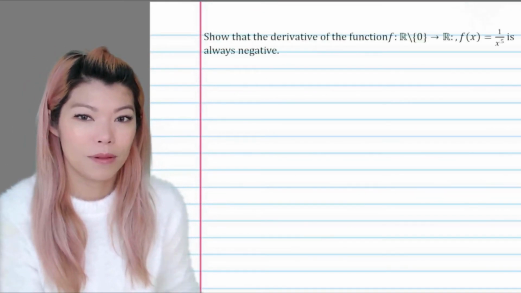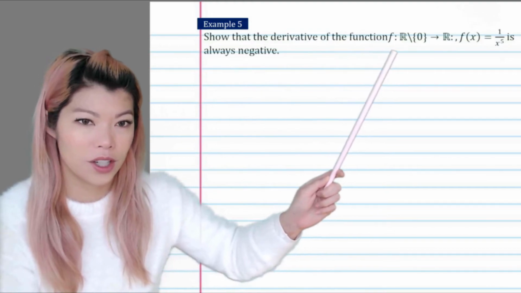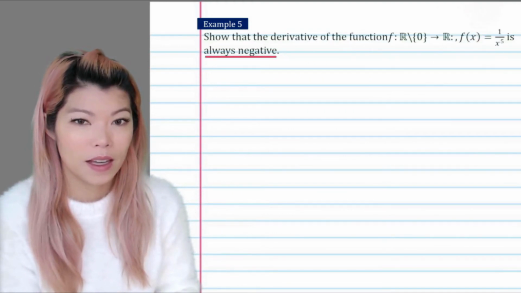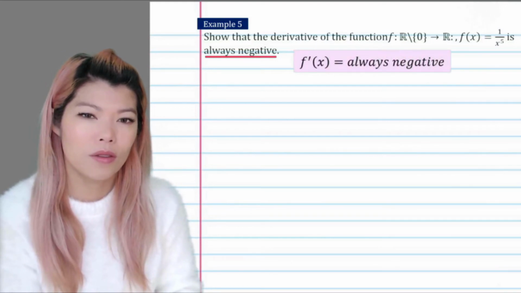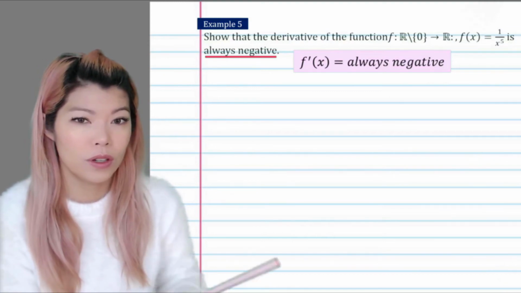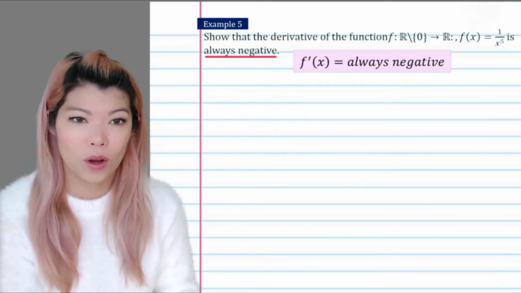Last example, example 5: show that the derivative of the function 1 over x to the power 5 is always negative. So what is it asking for? That the gradient is always negative. How do we do that? Well, we know how to find a gradient, so let's start with what we know.